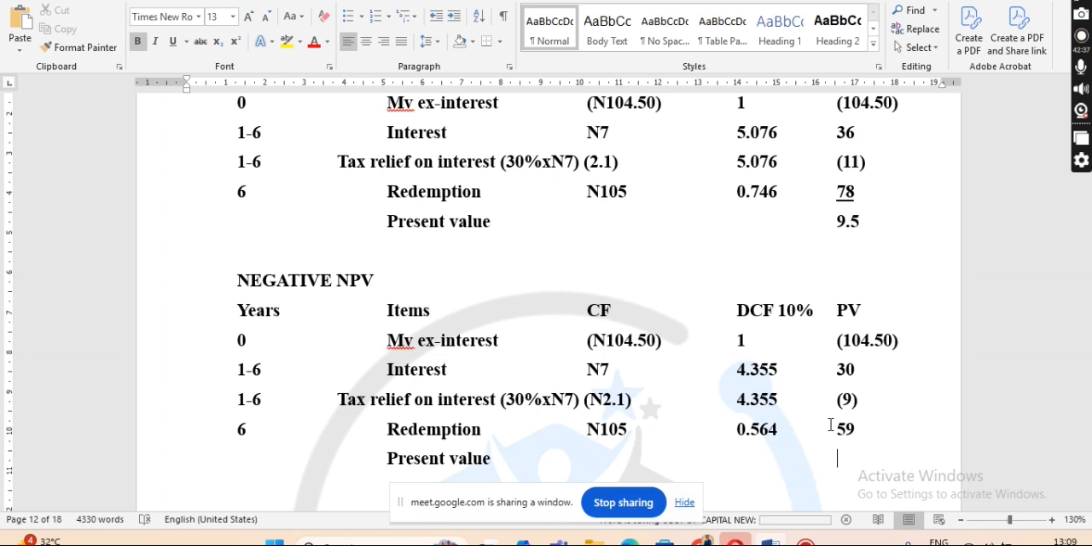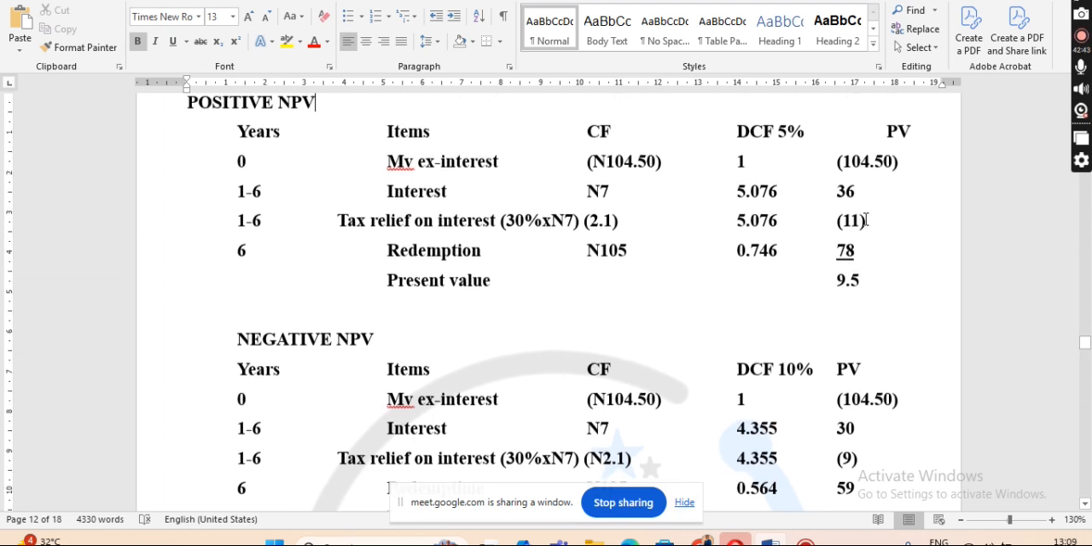The PV, the present value, is minus 1.5. Oh, it's minus 1.5. Okay. Please confirm on your calculator. Minus 1.5. Yes, you add your inflow. Now it's minus 36 plus 78. It's not up to that. Plus 78. Okay, 114.